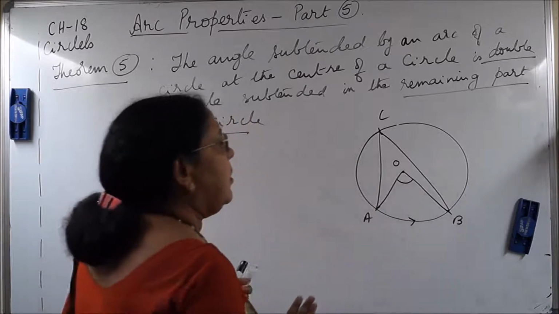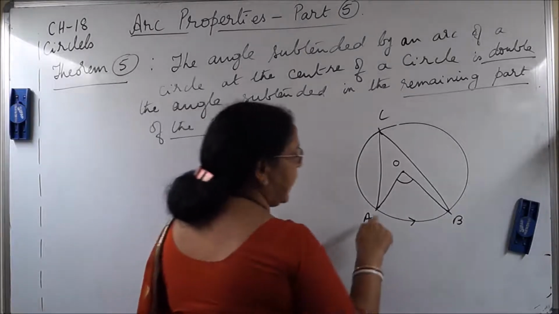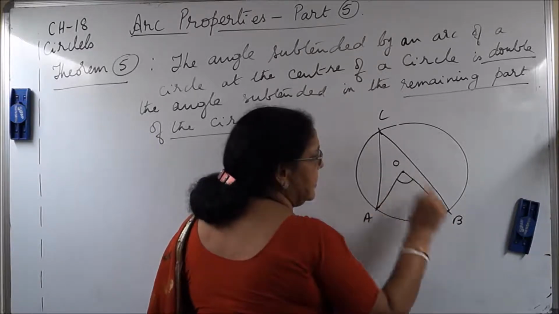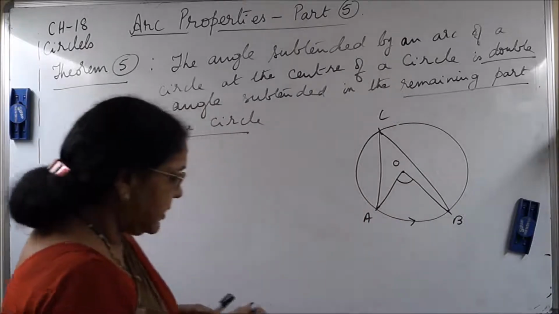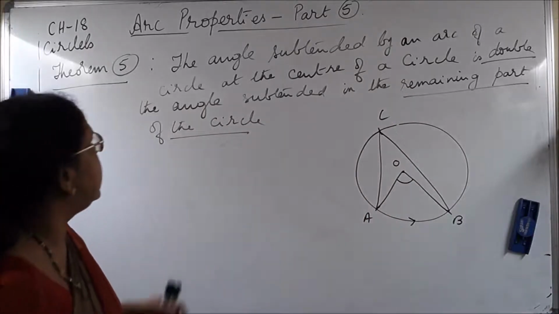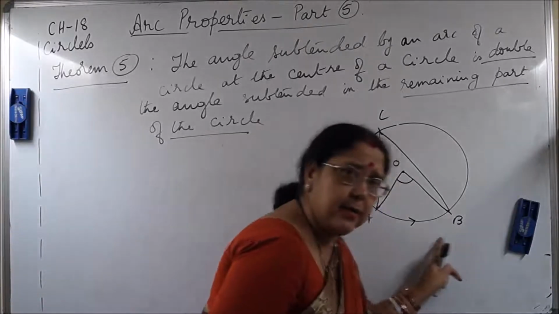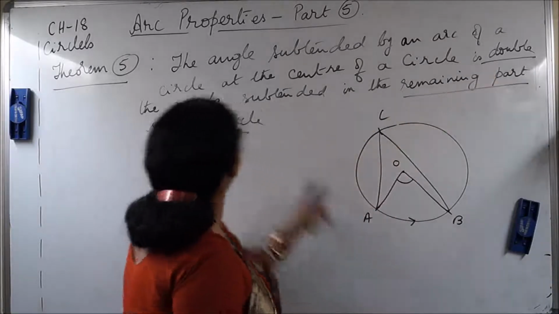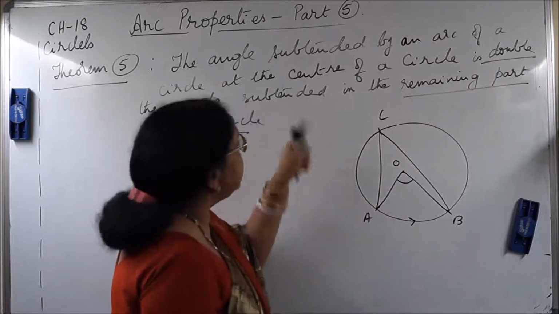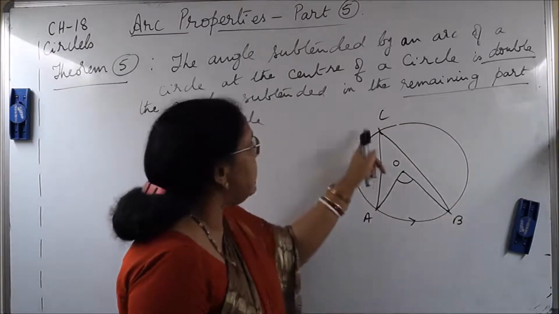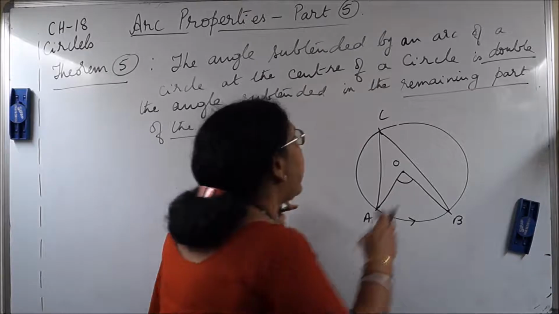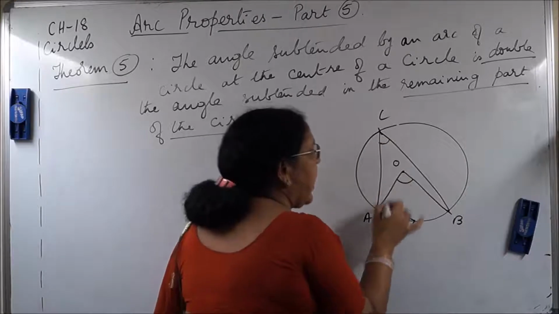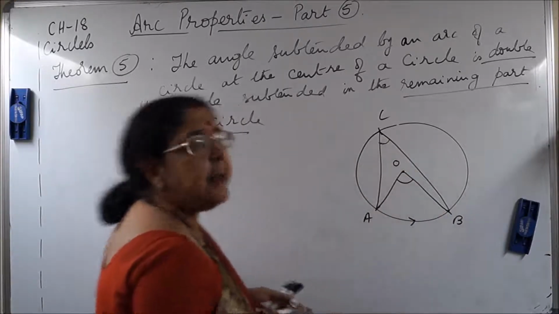Okay, now what we are going to prove? That angle AOB is twice angle ACB. That is the meaning of this statement, isn't it? What is the meaning of the statement? Meaning of the statement is the angle subtended by an arc at the center of the circle is double the angle subtended in the remaining part. So in the remaining part, angle ACB is the angle subtended in the remaining part. Okay. So we will have to prove that angle AOB is equal to twice angle ACB.